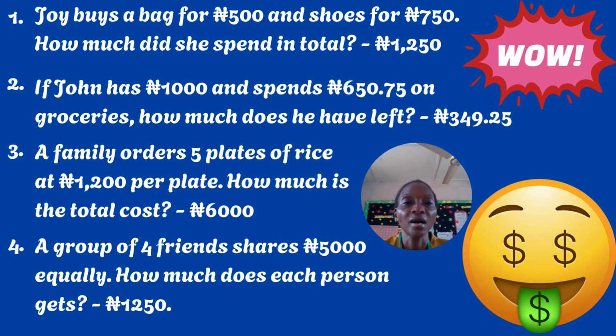Now, let's practice how to add, subtract, multiply, and divide money with the following questions. Number one, Joy buys a bag for 500 naira and shoes for 750 naira. How much did she spend in total? When you add it together, your answer will be 1,250 naira. If John has 1,000 naira and spends 650 naira 75 kobo on groceries, how much does he have left? In this, you have to subtract, and your final answer will give you 349 naira 25 kobo.